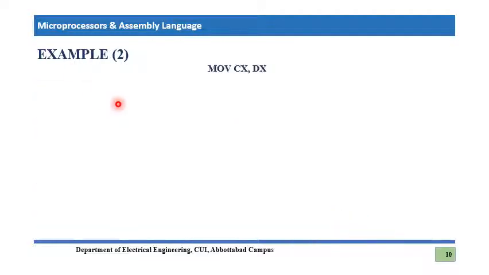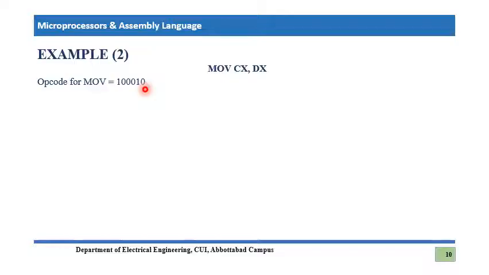Okay, in this slide we are going to take one extra example, that is move CX comma DX. So let's proceed to the machine code conversion. Again the opcode for the move is the same, which is 100010, and it will be given, so we do not need to worry about it.